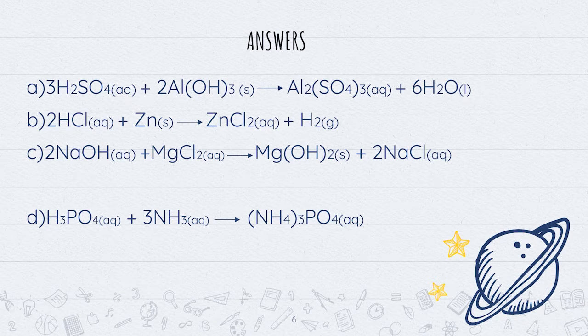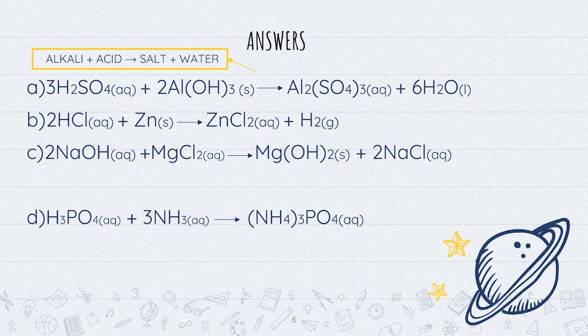We start with A. Sulfuric acid reacts with aluminum hydroxide. It will give aluminum sulfate and water. This equation shows that when an acid and an alkali react together, they give salt and water. Sulfuric acid is the acid, aluminum hydroxide is the alkali, aluminum sulfate is the salt, and water is the water.